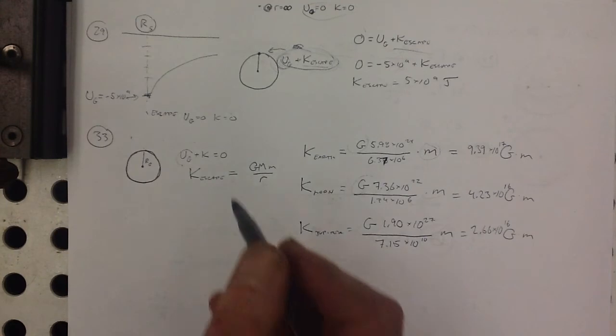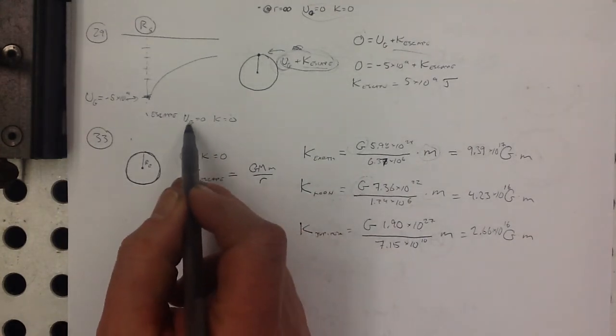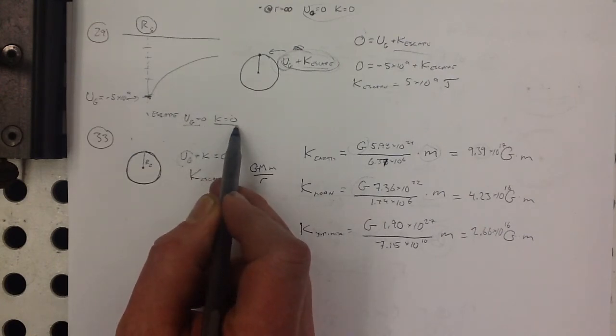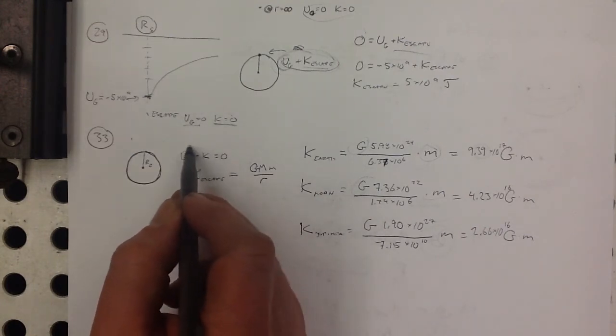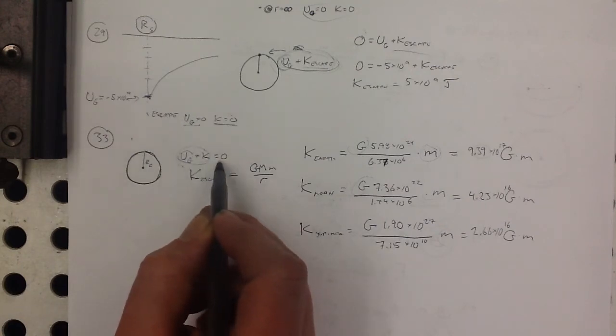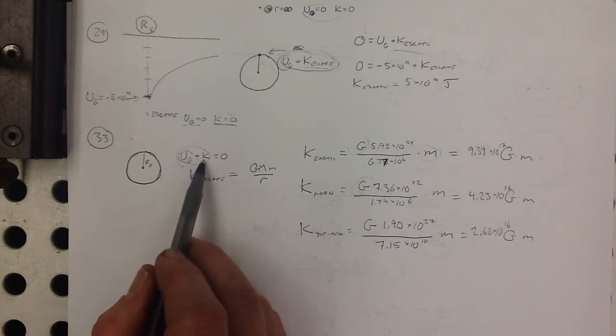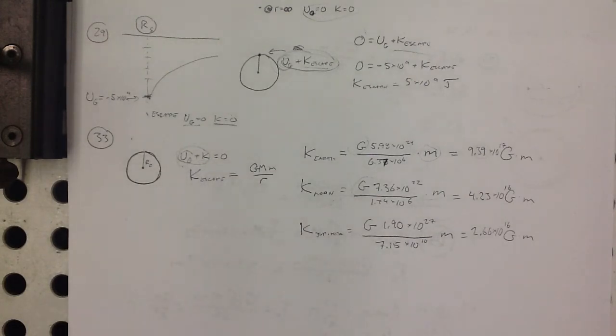In all those cases, to make it to escape, that's infinite separation, and the kinetic energy is 0. So that means the total of these two has to be 0, which means that the K must equal GMm over R.